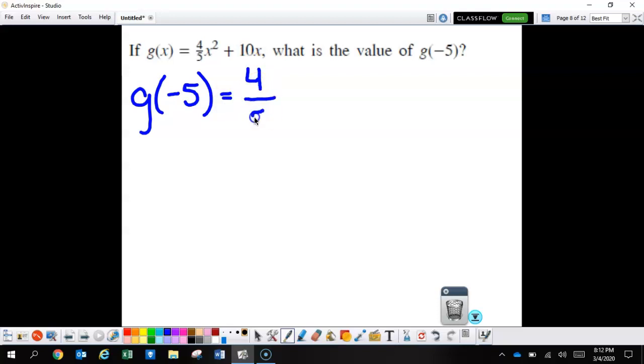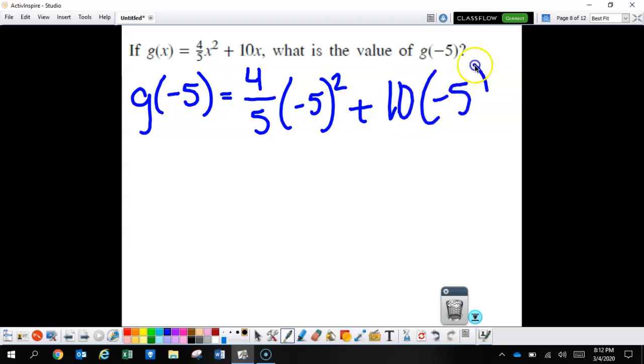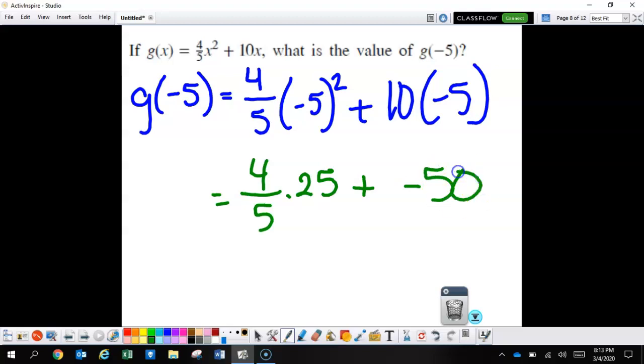So negative 5 wherever there's an x, like that. And then you do your math. So negative 5 squared would be positive 25. And then 10 times negative 5 would be negative 50.